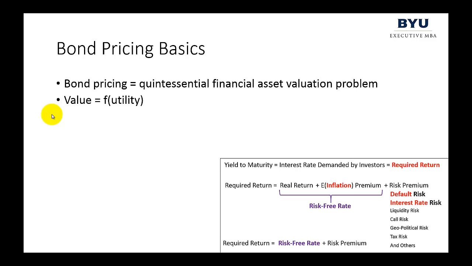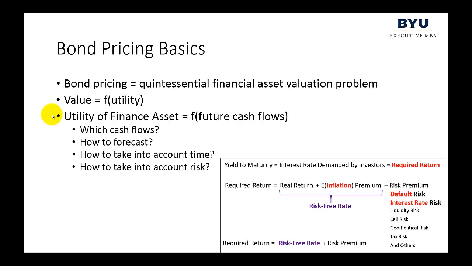You remember that I've tried to make the argument repeatedly that the value of any asset should be driven by the utility that it offers. Financial assets are unique because financial assets only give one form of utility. You don't eat them, you don't wear them, you don't live in them, you don't drive them. All you get from financial assets are future cash flows. So the value of a financial asset should be a function of the future cash flows, but that brings up four questions.